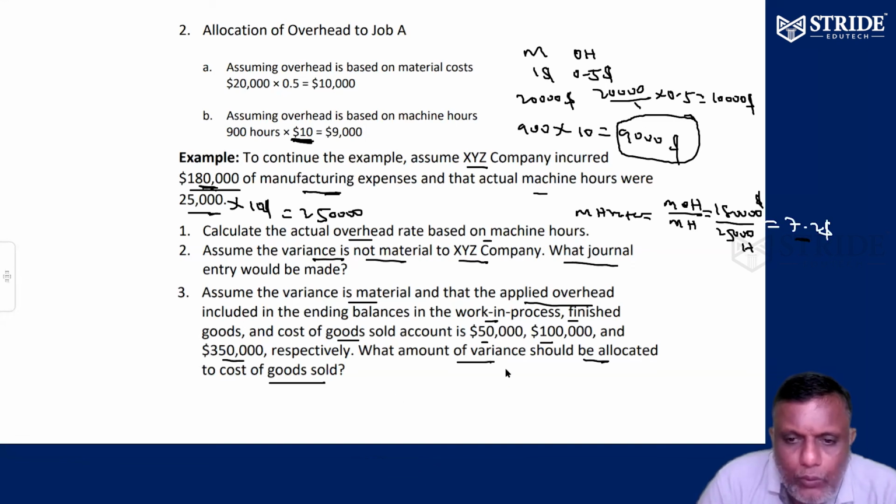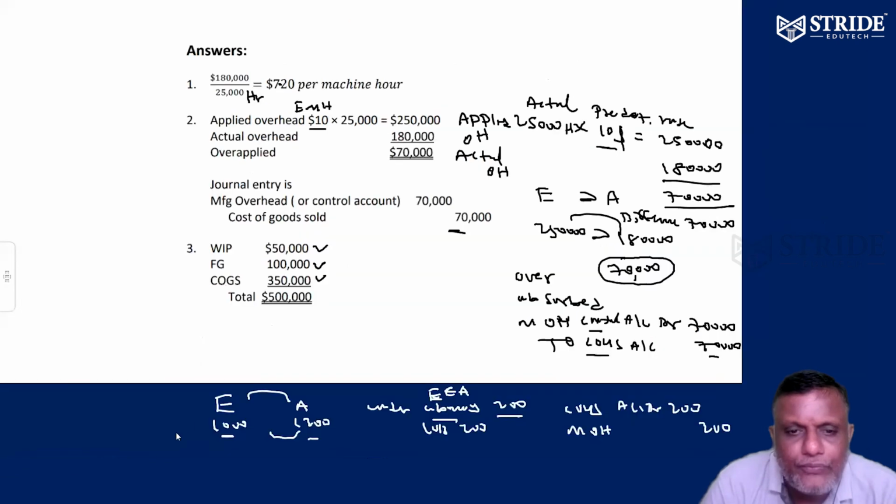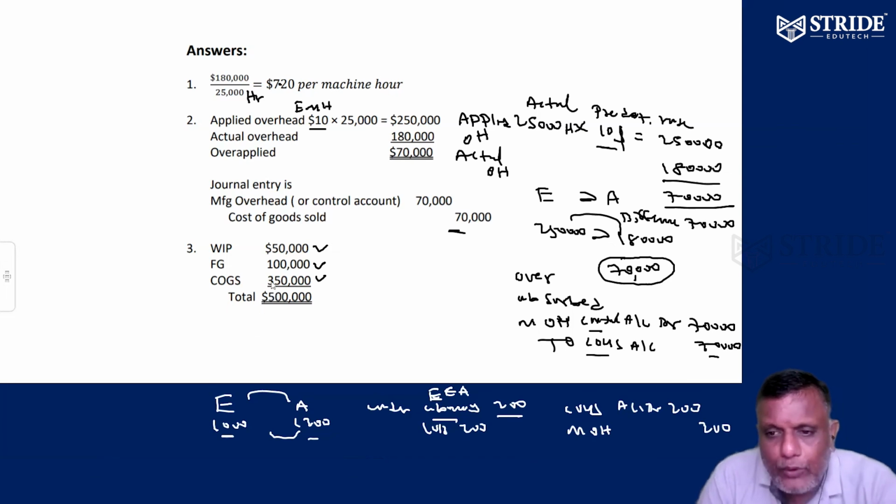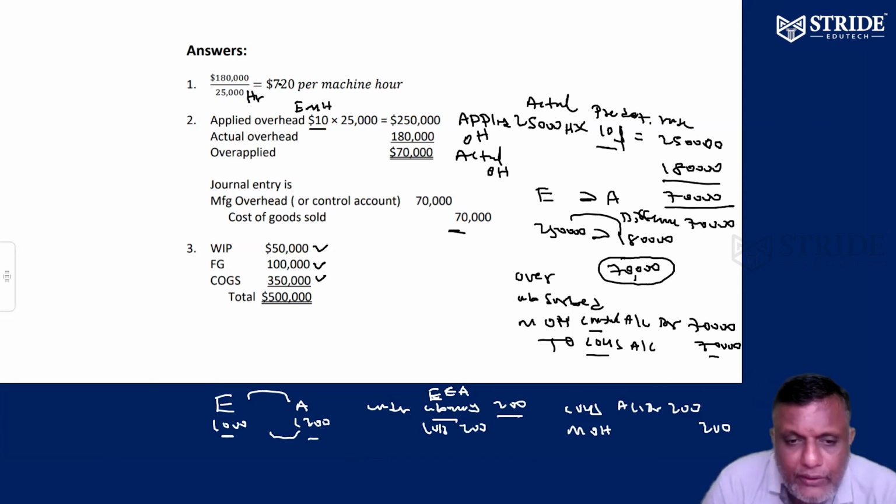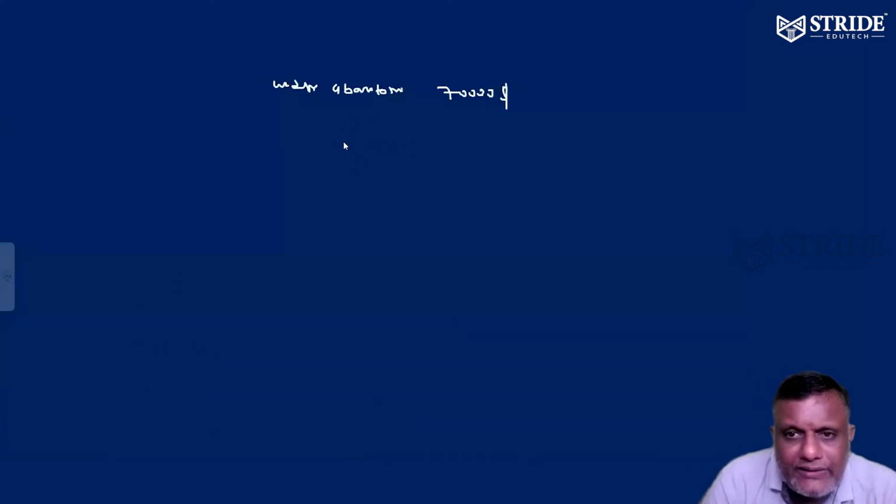So here, what is the amount of variance that should be allocated to COGS? If it is immaterial, the entire amount can be charged to COGS. If it is material, you can transfer it on a pro rata basis. That's it. There are two options available.